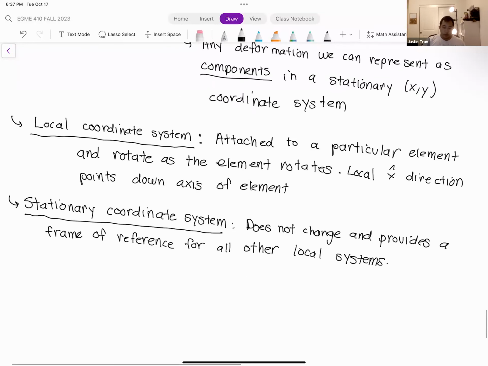And so usually, for most problems, our stationary coordinate system is just going to be standard x and standard y. So standard x is just going to be perfectly horizontal, and standard y is going to be perfectly vertical. Okay.